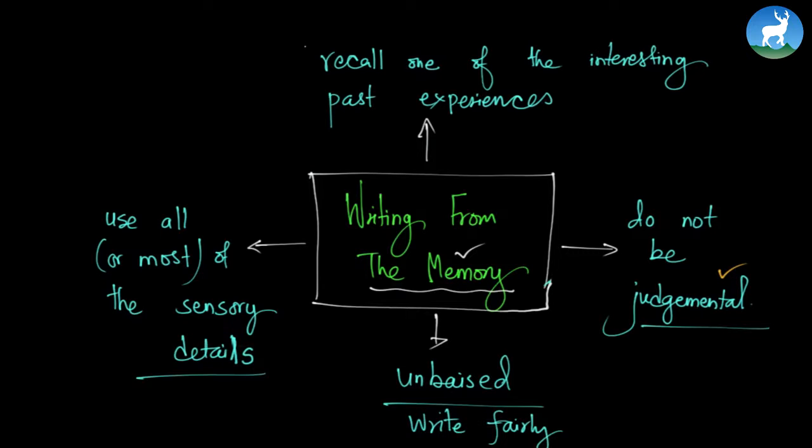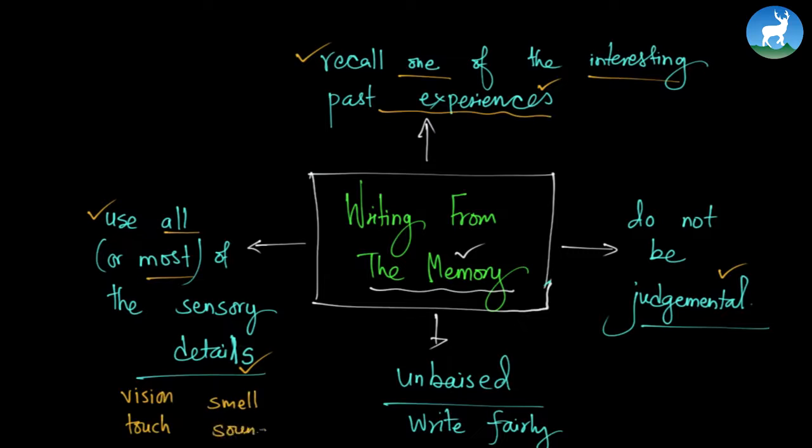To write creatively, what you are now going to do is recall one of the interesting past experiences. It could be a very good experience, or it could be a worse experience, something like that. You can use all or most of the sensory details. So you can use the details of vision, hearing, touch, smell. So things like vision, touch, smell, sound, feel. After that, you need to write in an unbiased form. You need to write fairly and you need to write freely without any restrictions.